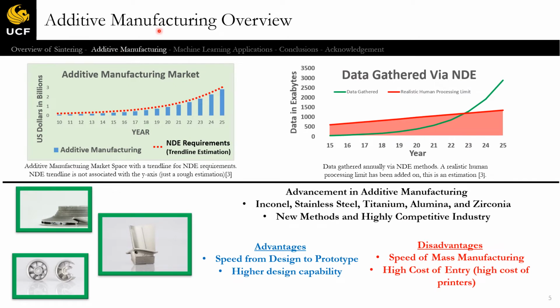Some quick background on additive manufacturing. Obviously, additive manufacturing has seen exponential growth over the past few years. This is expected to continue. As it sees more and more growth, the NDE required to certify parts that have been printed through additive manufacturing will go up as well. On this graph on the right-hand side, we can see data gathered through non-destructive evaluation techniques in exabytes. And as that data continues to go up and up, as these techniques become more and more refined, the realistic human processing limit will only go up in a linear fashion, or is projected to.